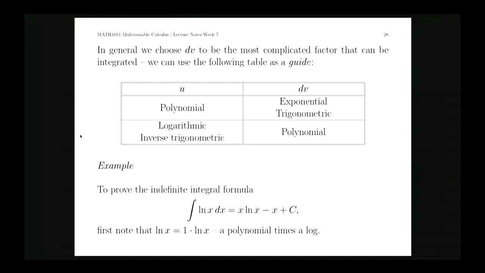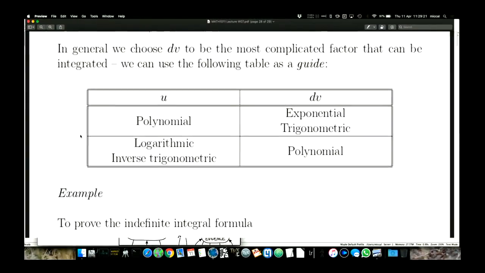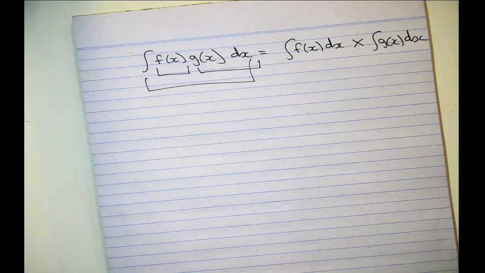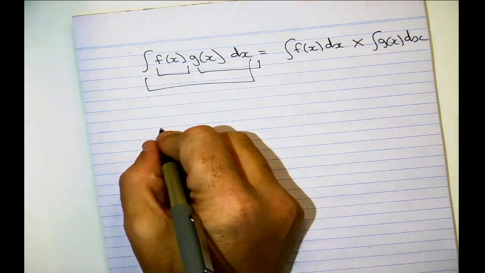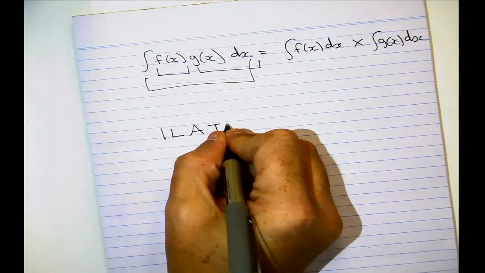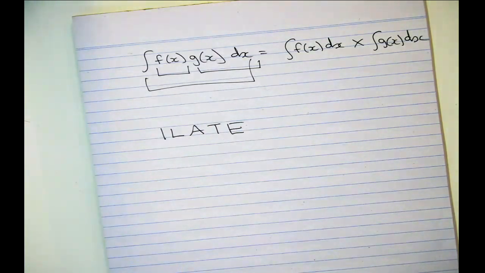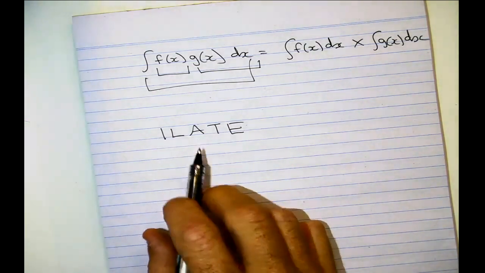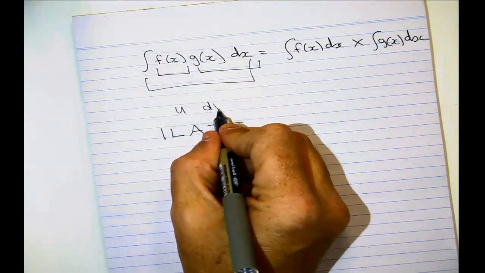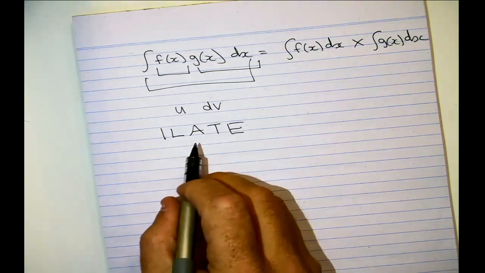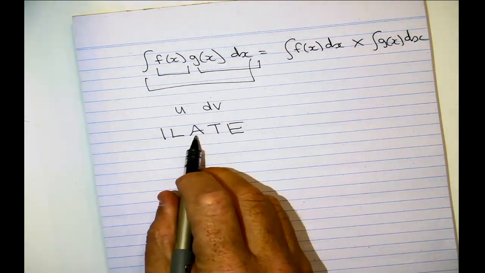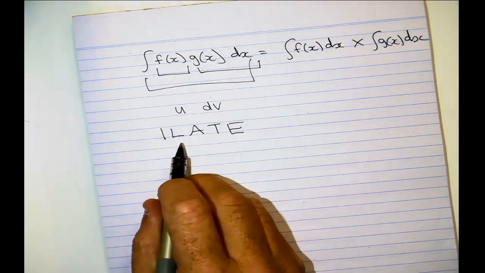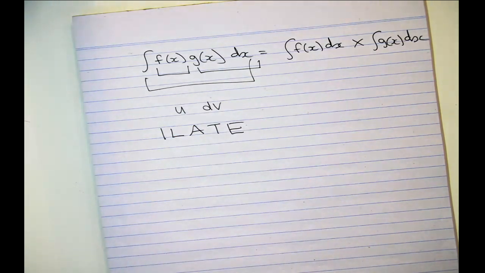Right? There's another way people memorise this: there's this word, ILATE, right? Because you've got to pick u and dv, right? This is telling you A is for algebraic, another word for polynomial. I think because ILPTE isn't a word.